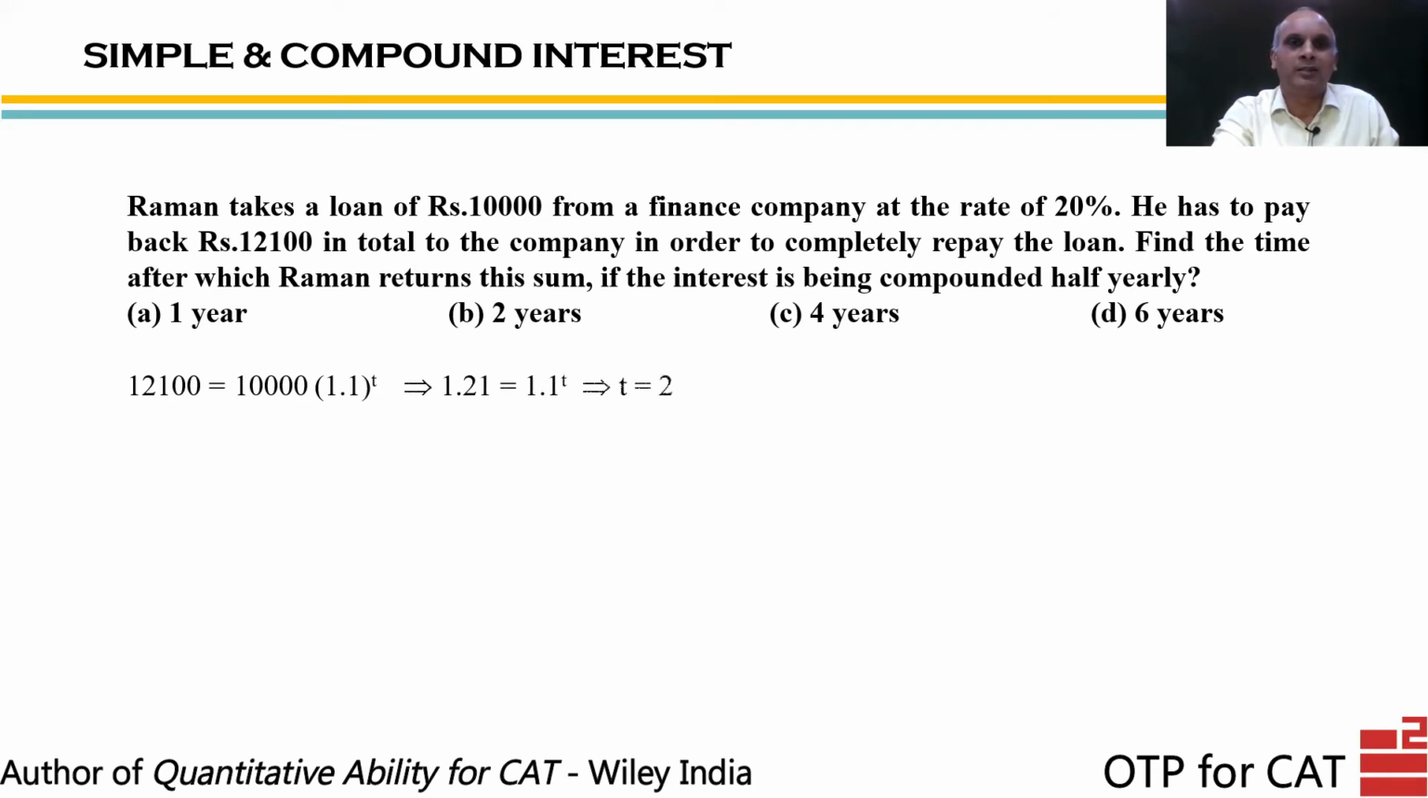And that gives me the value of T as 2. Do not mistake that the answer is 2 years. No. T is 2 means 2 is the number of compounding periods. So that means there are 2 half-year periods. So the time period will be 1 year.